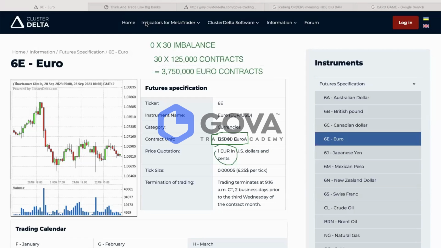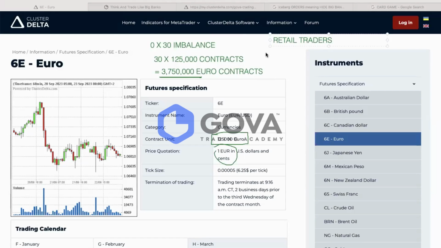Look at this information. On this information, you can see we have 3 million contracts here. So do you think retail traders like you and me are the ones making this euro market have at least 3 million contracts? No, no, no. Retail traders don't have the capacity.